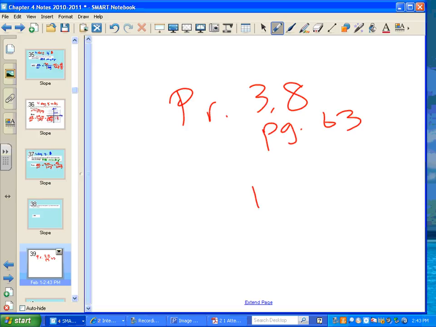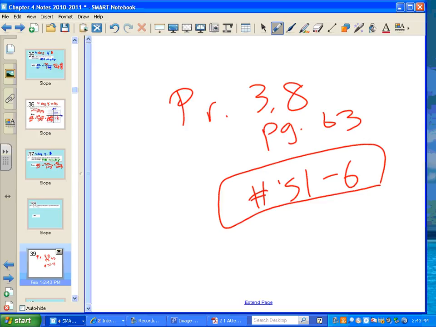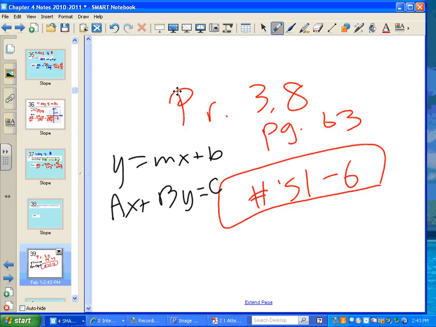Okay, you need to do numbers 1 through 6. But hold on, I'm going to change the directions a little. You need to write it in slope-intercept form. Practice 3.8, it's page 63, Brian. Okay, you're only doing 6 problems. Sit down, because you need to do your homework. You need to do it both forms, slope-intercept and standard form. I will do more practice with you with that lesson tomorrow, and then we'll move on. Okay? All right, have a good day.